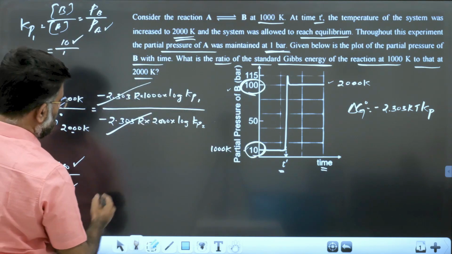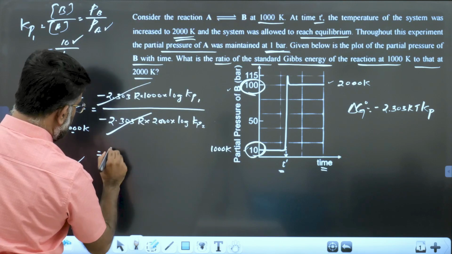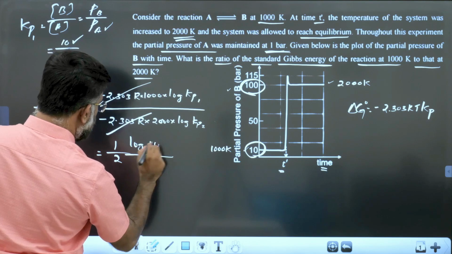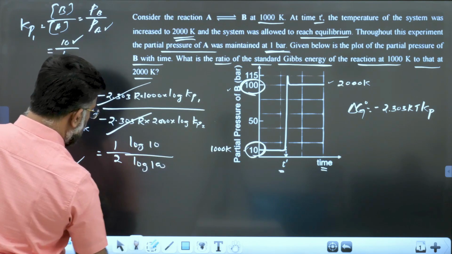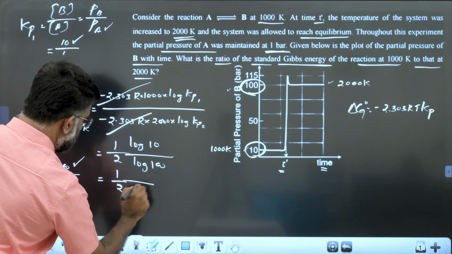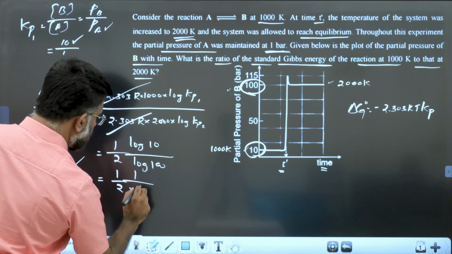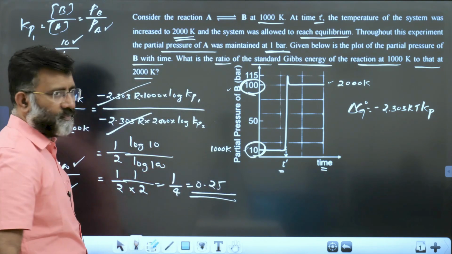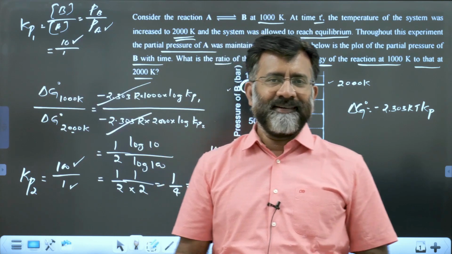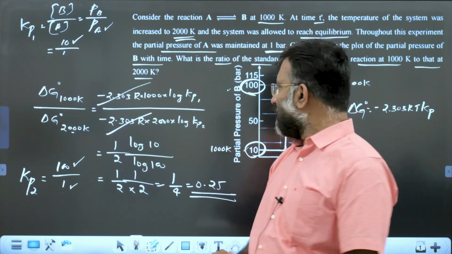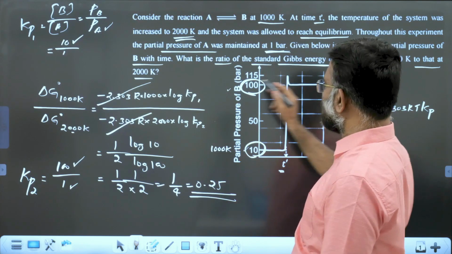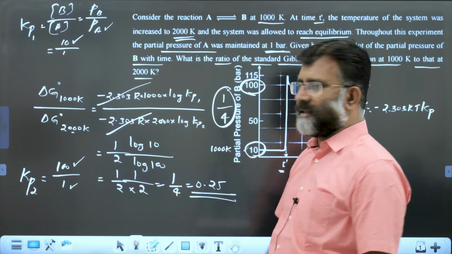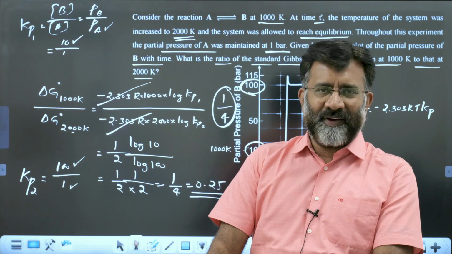So when you substitute here, what do you get? 1000 by 2000, so it is 1 by 2 on the top, log 10, and here it is log 100. So it is 1 by 2, this is 1 and this is 2, you get 1 by 4. The answer is 0.25. The final answer is 0.25 or 1:4, the ratio of the standard Gibbs energy at 1000 Kelvin to 2000 Kelvin. That is the final answer.